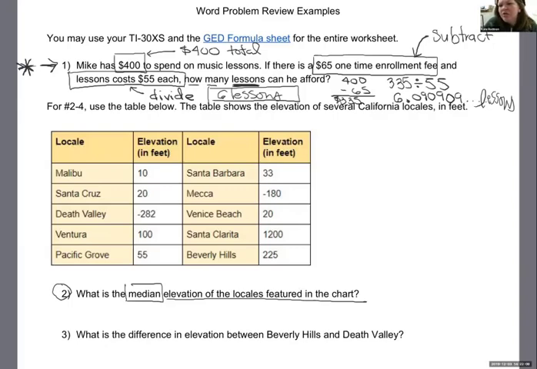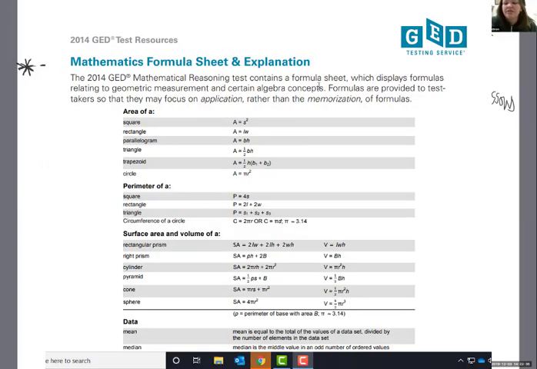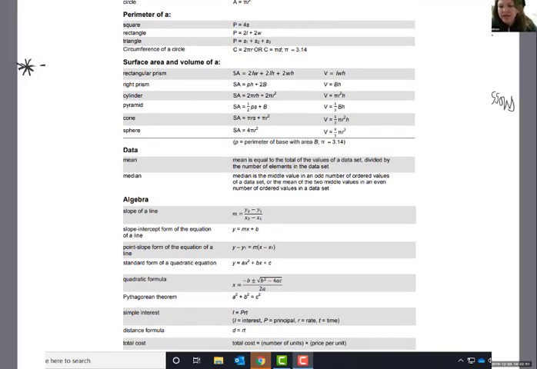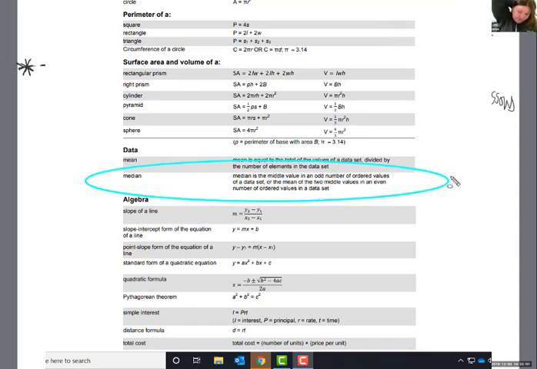Ladies, do you know what median is? The number that is in the middle. That's a great way to think of it. It's one of the ways of looking at the middle of a list, absolutely. And it is the centermost number in an organized list. But I have really good news for those of you who don't know that. It is on the GED formula sheet. If you look on the GED formula sheet, right in the middle, it says median. Median is the middle value in an odd number of ordered values of a data set, or the mean of 2 middle values in an even number of ordered values in a data set.